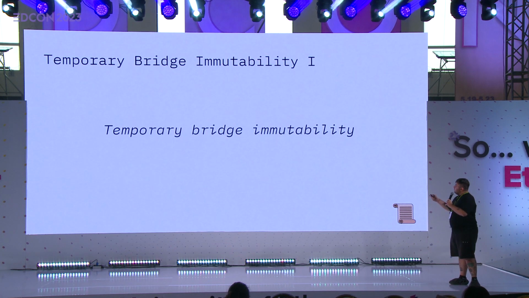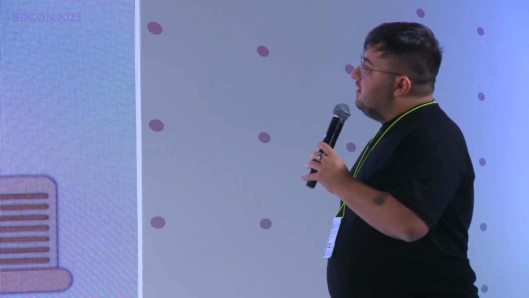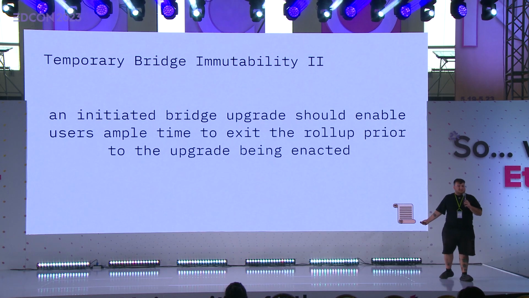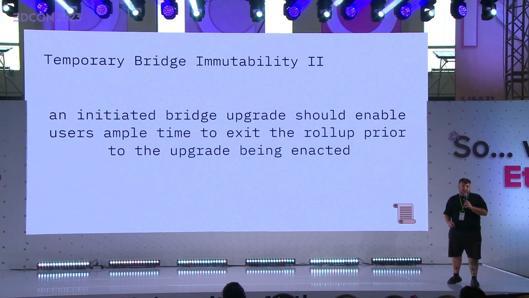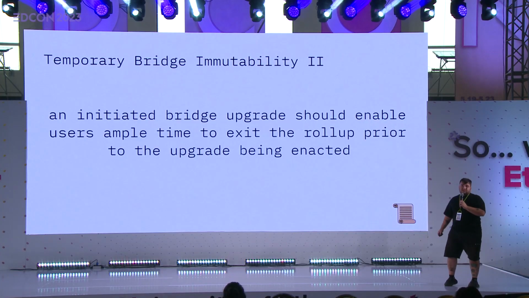And another property is temporary bridge immutability. So what does temporary bridge immutability mean? It's when an initiated bridge upgrade actually allows users ample time to exit in case there's something that they disagree with. Unfortunately, for now, it's difficult to imagine that general purpose rollups are going to be ossified, or that we could make the contracts immutable for the foreseeable future. And so there's going to be some form of upgradability, either through governance or some form of security council or something like that.